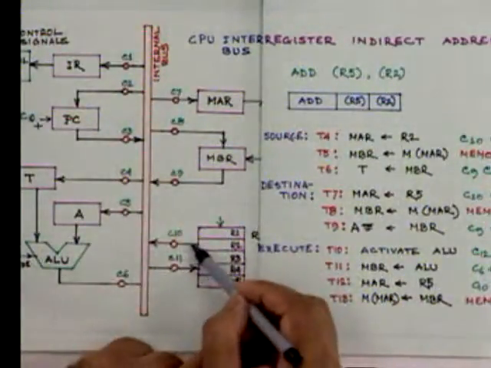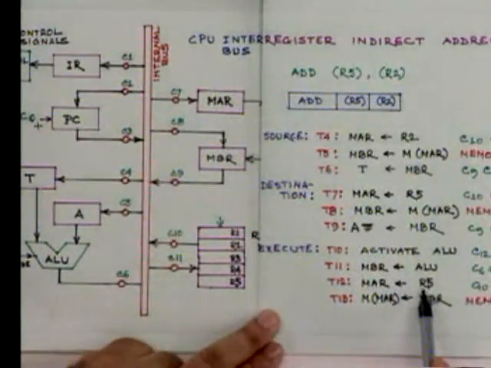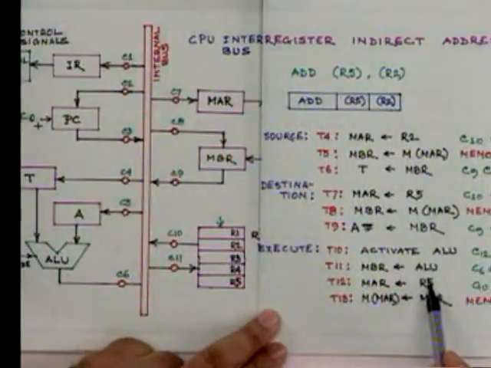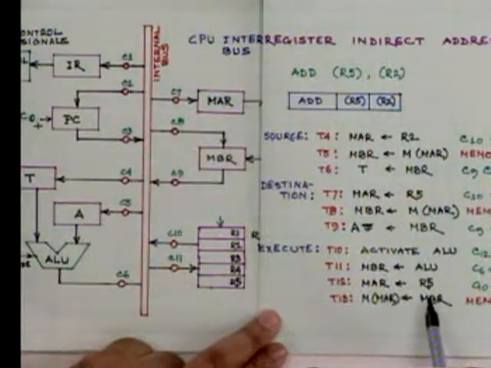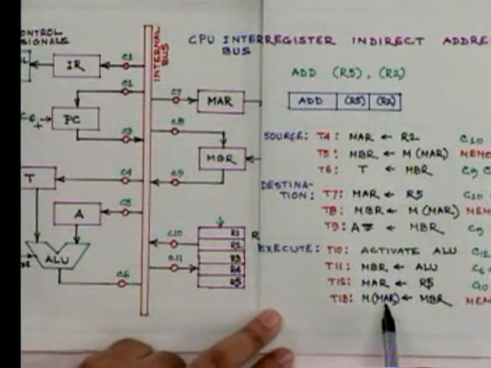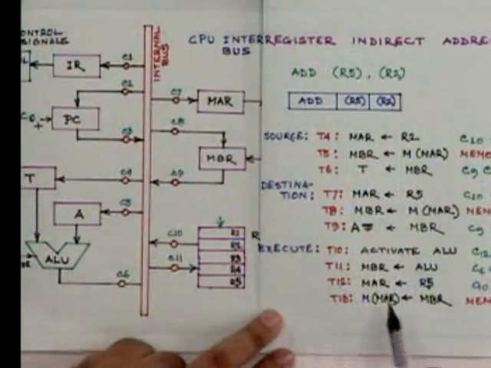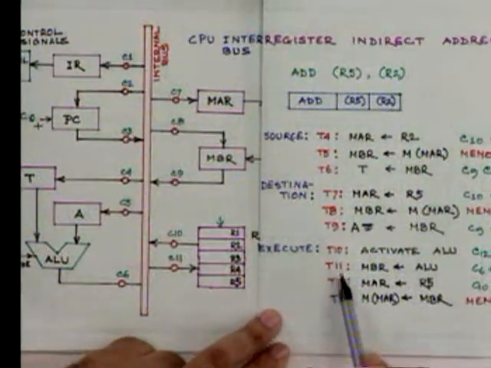And then the content of R5 should once more be sent to the memory address register, because that contains the address of the destination, and a memory write cycle is initiated where the content of MBR is sent to the memory location pointed to by MAR. That means whose address is at MAR. Therefore, this is the execution cycle that will be followed.